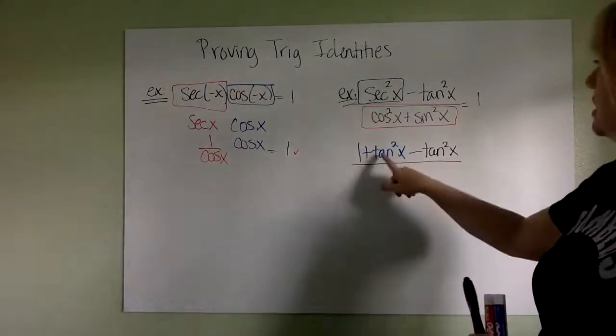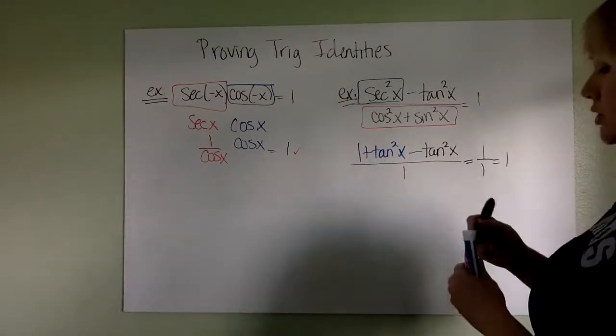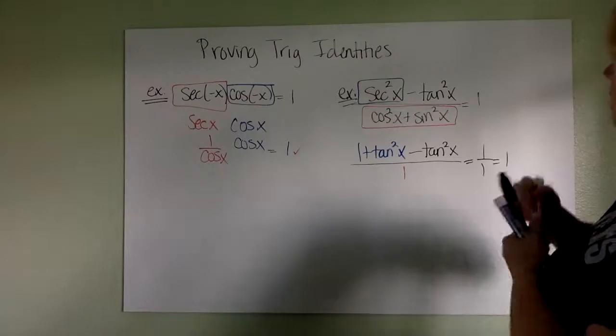So what happens to the tangent squareds? They cancel out, and I'm left with 1 over 1, which is 1, and that is what I was going for.